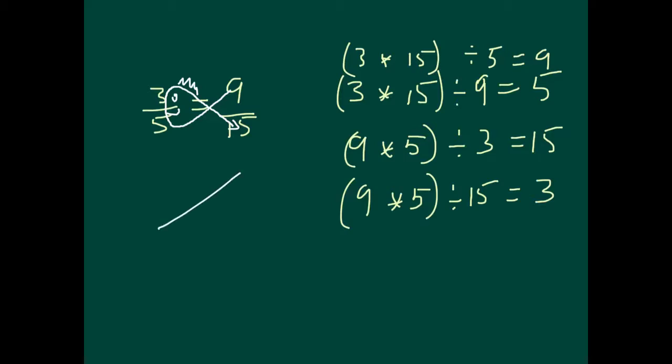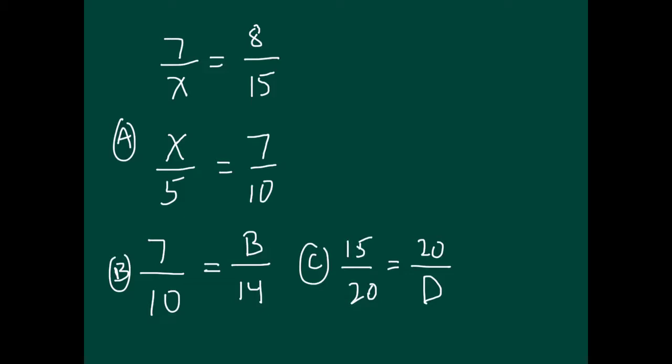This cross product divided by this factor equals that factor, and that's where you get your little fish. Okay, so for a little practice on this, I'll do this first one here. I'll show you two different ways you can do it. This one says 7 is to x as 8 is to 15.